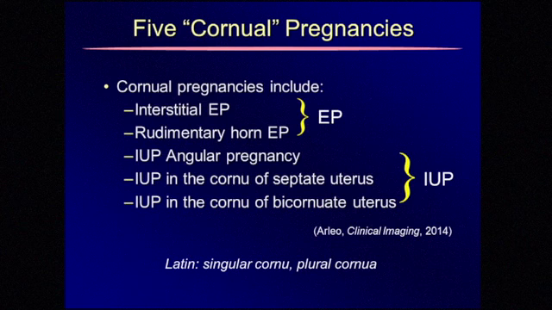So there you have it, the 5 cornual pregnancies, 2 of which are ectopic pregnancies, the interstitial ectopic and the rudimentary horn ectopic, and then 3 of them intrauterine pregnancies, the one that has been called angular pregnancy, the one in the cornu of a septate uterus, and the one in the cornu of a bicornuate uterus.